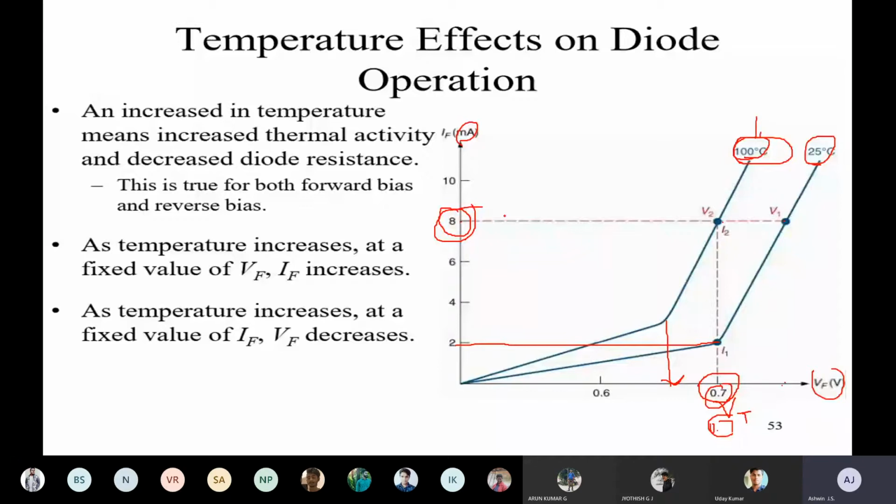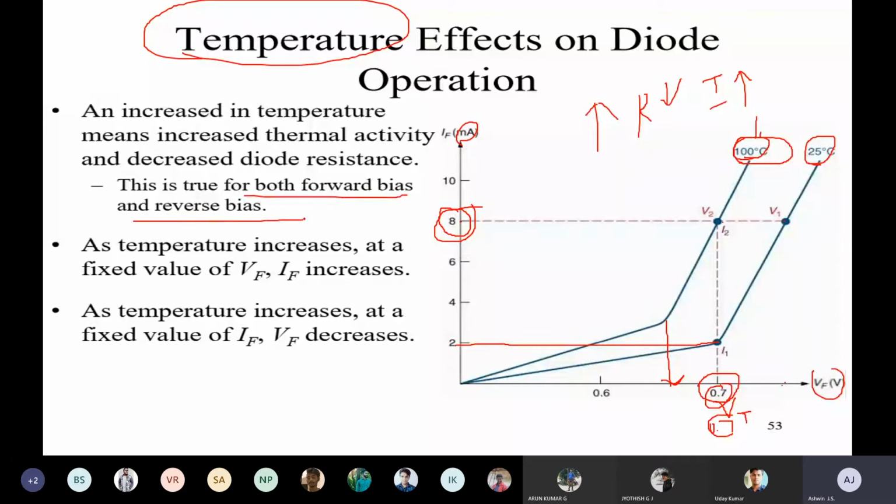What is the corresponding voltage? So what is the effect of temperature? If temperature rises, automatically the resistance decreases. So if resistance decreases, the current flow I increases. So this is the concept for your semiconductor. Conductor is quite different and semiconductor is quite different. And it will be applicable for both the forward bias as well as the reverse bias condition.